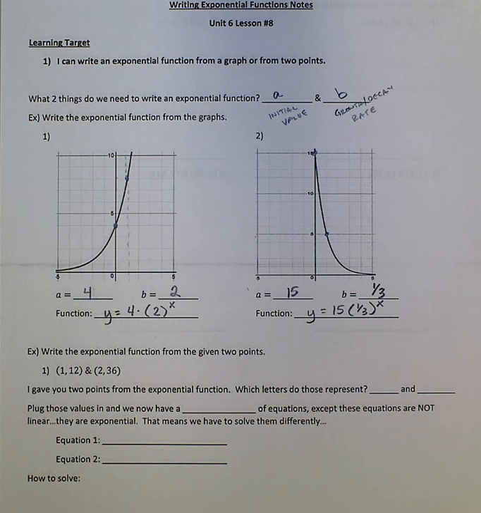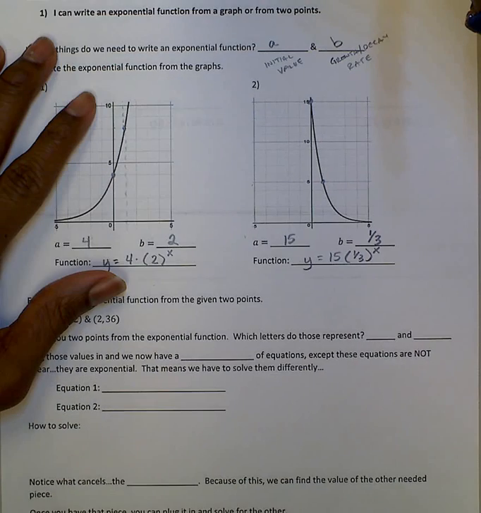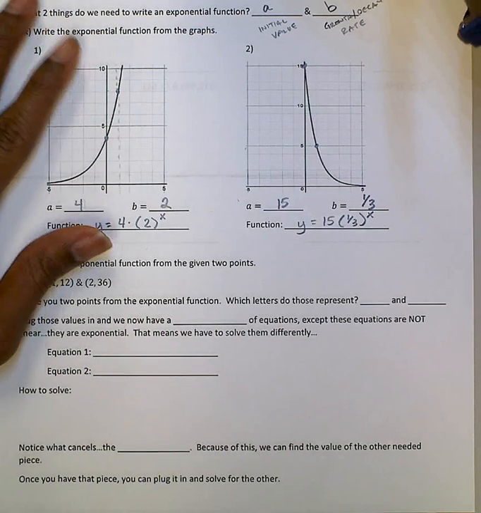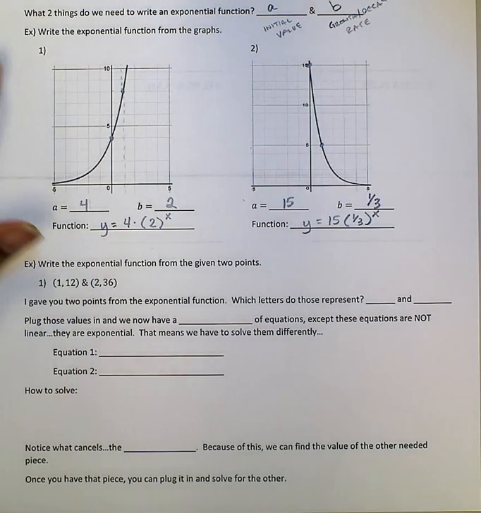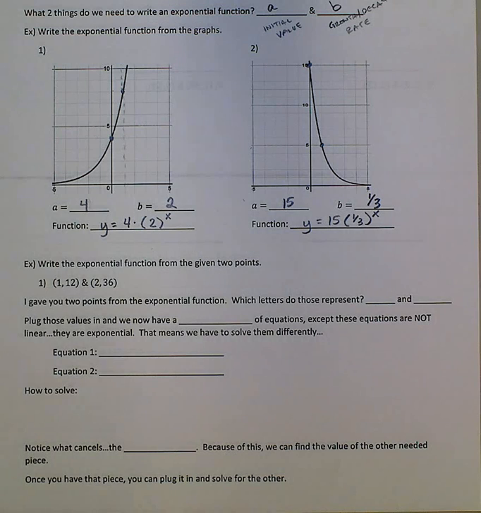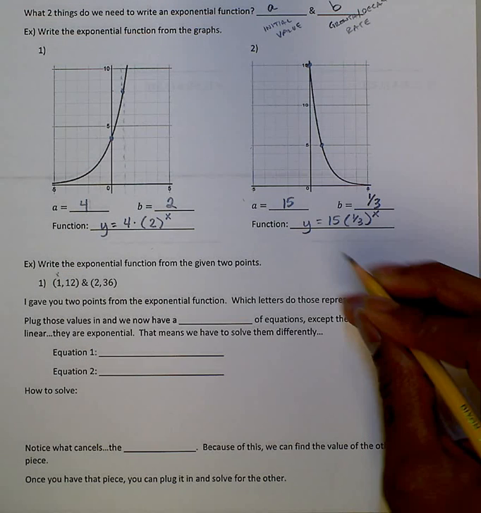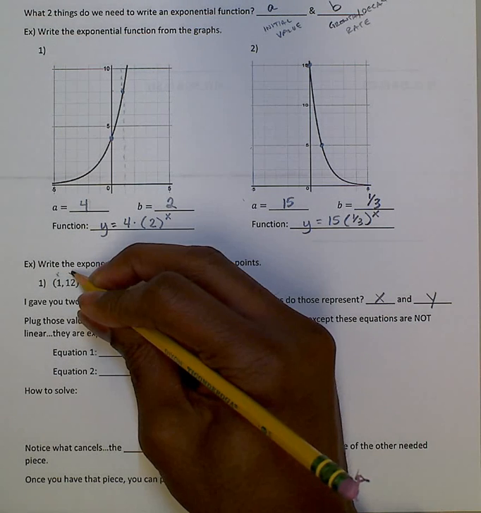Okay, so at times we are going to be asked to write an exponential function based off of a graph, but we'll also be asked to write an exponential function given 2 points. Okay, so here are 2 points, (1, 12) and (2, 36). Which letters do these represent? Remember that these are coordinates, so they represent x and y. They are not a and b.